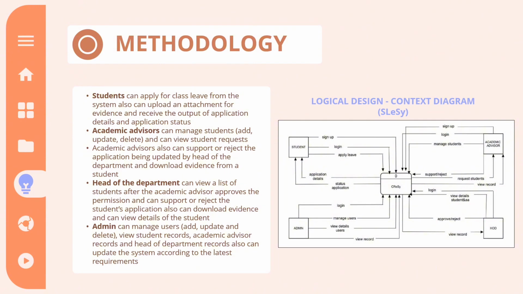Academic advisor also can support or reject the application being updated by head of department and download evidence from a student. Head of department can view a list of students after the academic advisor approves the permission and can support or reject the student application. Also can download evidence and can view details of the student.